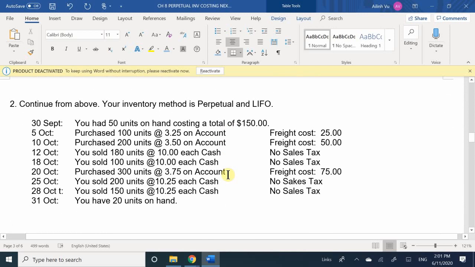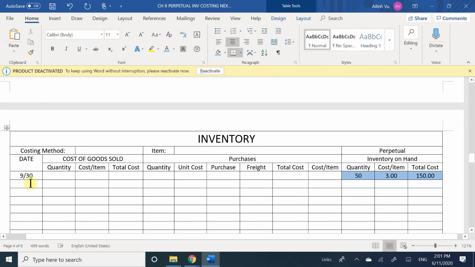All right. So what happened on October 5th? We purchased 100 units at $3.25, and my freight was $25. Okay, so what is my purchase price? $3.25.